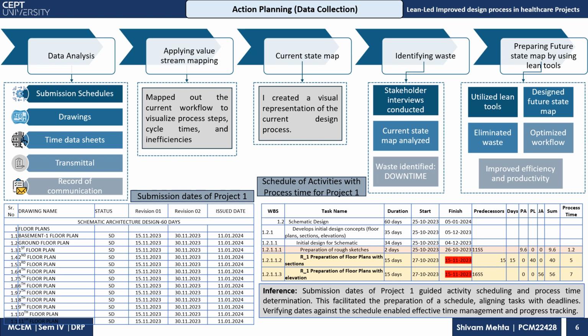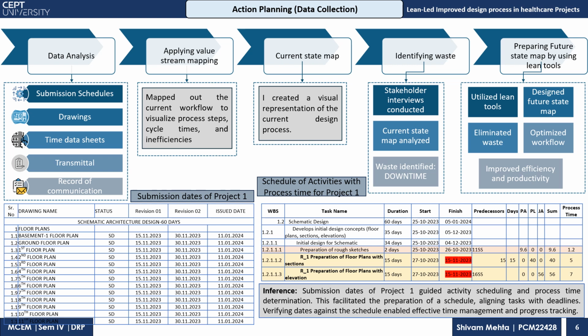So now we'll see how the data was analyzed. This is the submission dates for project one. As you can see, the first revision was on 15th of November, the second was on 30th of November, then the final issue date is 11th of January 2024.